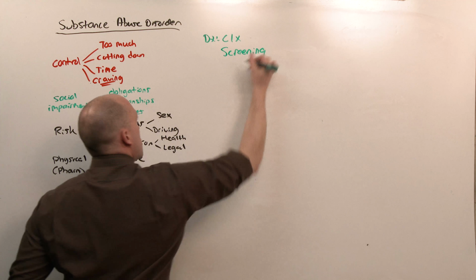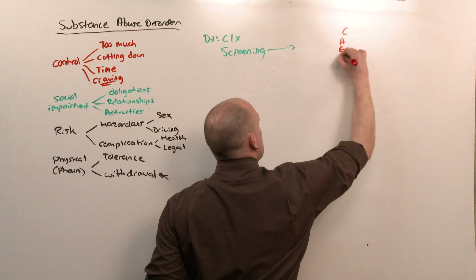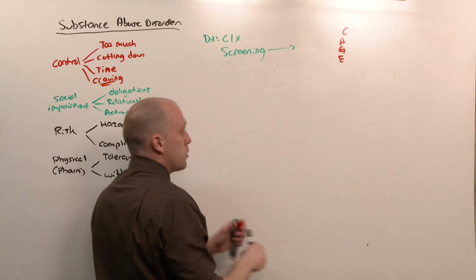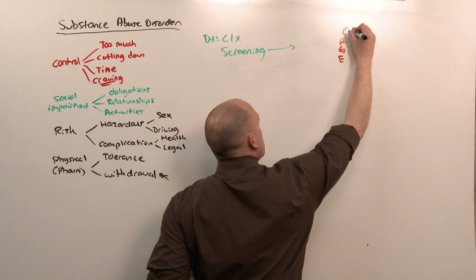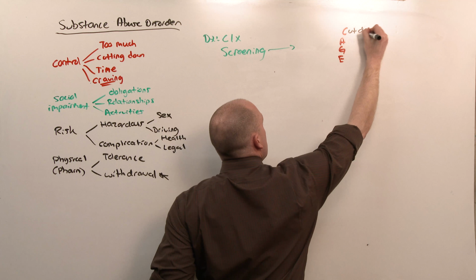With screening, there are two organizers I want you to know about. The first is CAGE. This is the one you probably learned about in the preclinical years. C stands for cut down. Have you ever tried to cut down? Do you get angry when someone talks to you about the substance? Are you guilty of the things you've done while using, or do you feel guilty about using? And E is for eye opener. Do you need to use to start the day? This, like withdrawal, is a huge red flag.